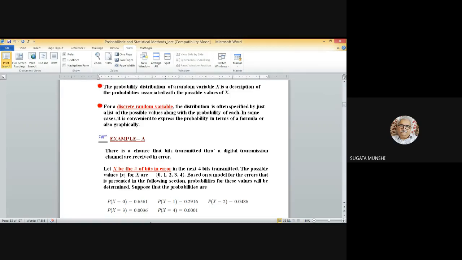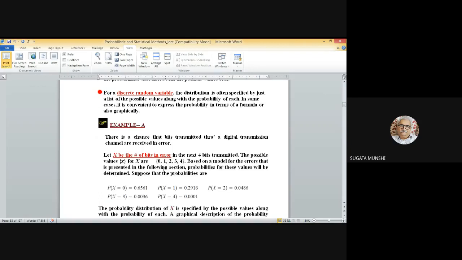Based on a model for the errors, I can describe the probability in this way. Probability of X equal to 0, that's an arbitrary example, is 0.6561. Probability of 1 bit in error is 0.2916. 2 bits in error, its probability of occurrence is 0.0486. 3 bits in error, that probability is 0.0036, and 4 bits in error, it's 0.0001.